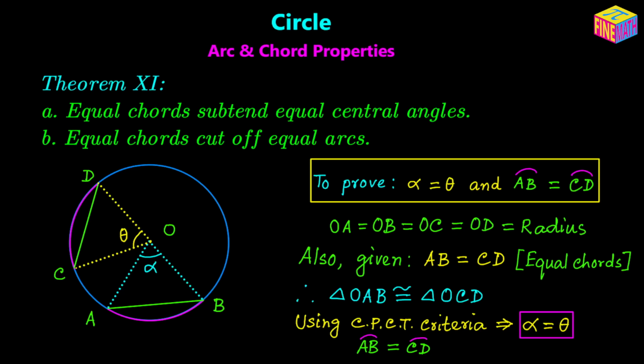So we can say that the length of the arc AB will be equal to the length of the arc CD, because the subtended central angles are of equal size. That is why we can conclude that the arc lengths will also be equal.